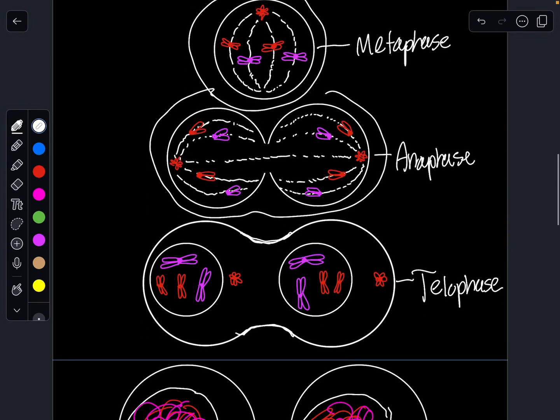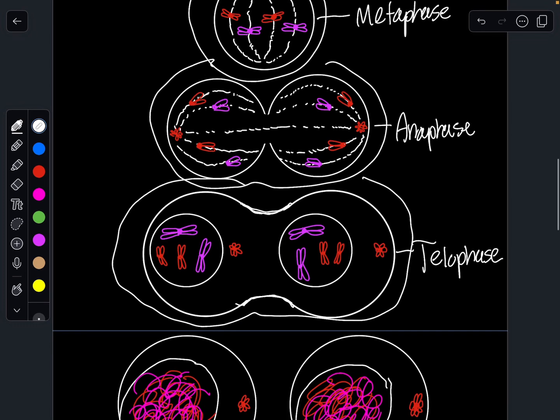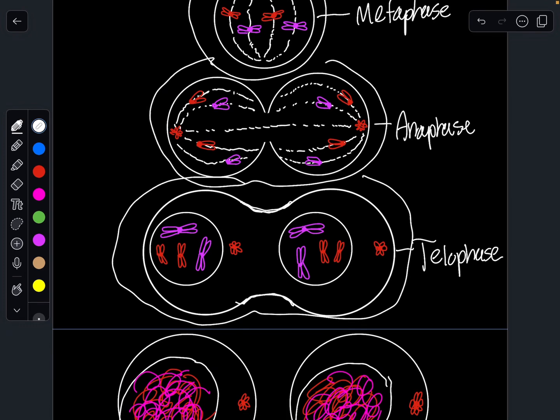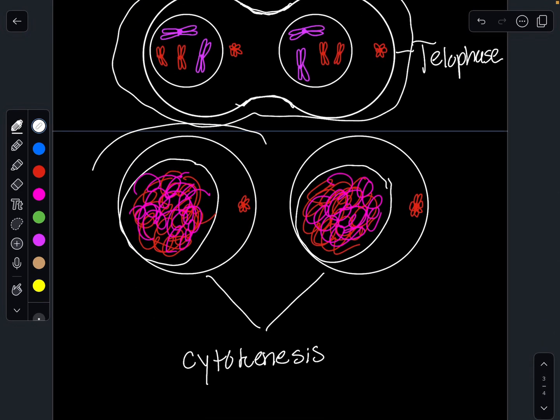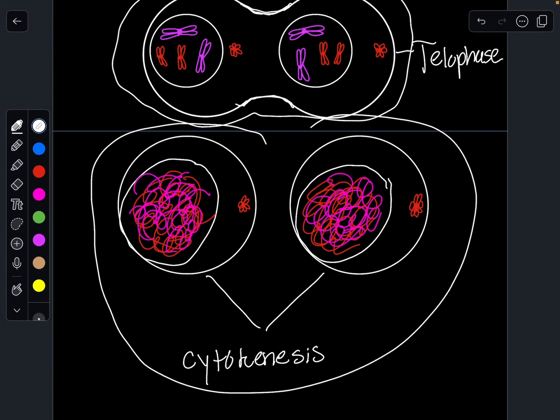Then we move on to telophase, which is the last stage of mitosis. And the telophase is where two nuclei form around each set of chromosomes, and chromosomes decondense and the cell begins to split from each other. Then at the very end, we have cytokinesis, which is where the cytoplasm of the parent cell splits to form two identical daughter cells.